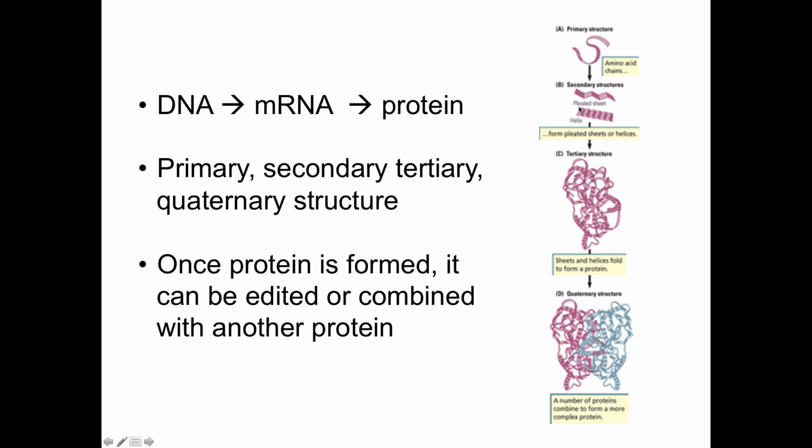So here you see you have a polypeptide chain, it makes a pleated strand or a helix. So there's a secondary structure. Then if that coils up even more, it's tertiary structure. And you can get what's called a quaternary structure, or a more complex protein, by putting more tertiary structure proteins together.